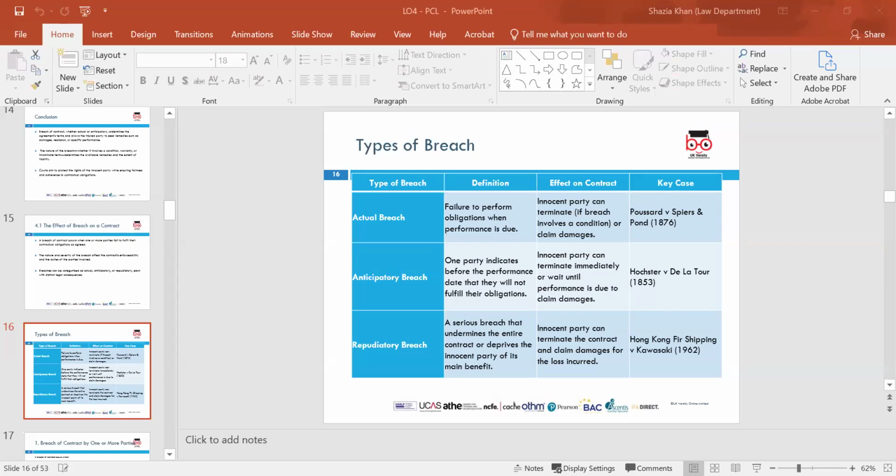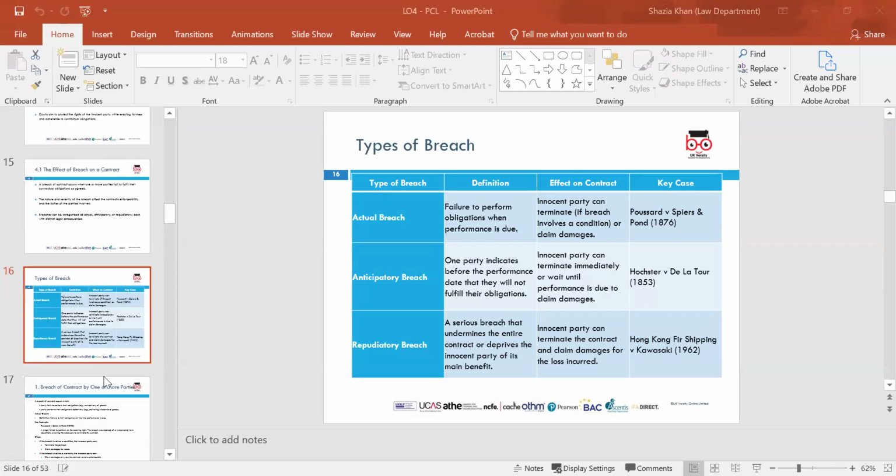Anticipatory breach occurs when a party indicates that they will not fulfill their obligations before the contract is due. For example, an employer might say they can't meet a deadline, and this is the effect on the contract: the innocent party can terminate immediately or wait until performance is due to claim. The case is Hochster v De La Tour, 1853. Repudiatory breach is a serious breach that undermines the entire contract or deprives the innocent party, and the effect is they can terminate the contract. The case is Hong Kong Fir Shipping v Kawasaki.